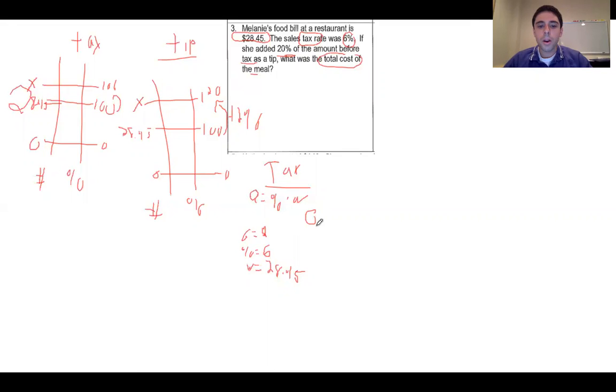And we're going to get quantity equals 0.06 times 28.45. So how much do we pay in tax? What's the amount that we pay in tax? How much are we paying in tax here, folks?